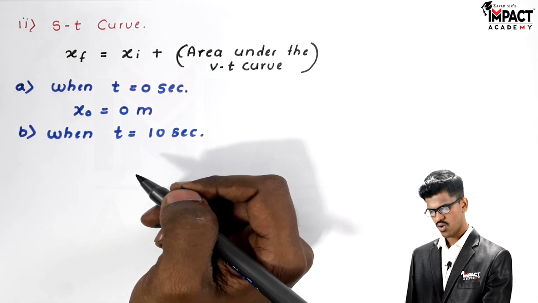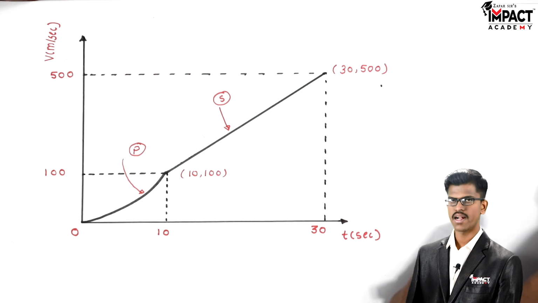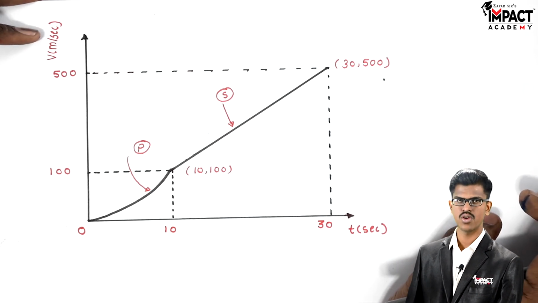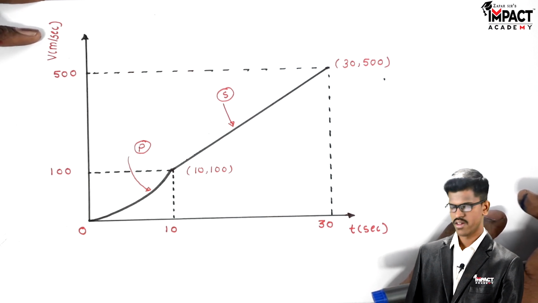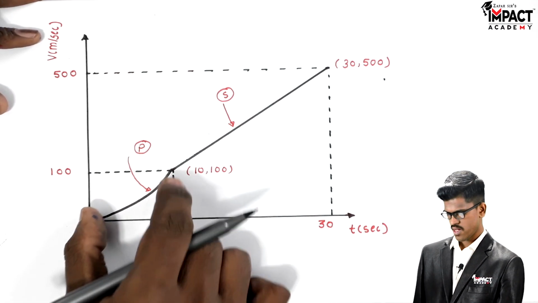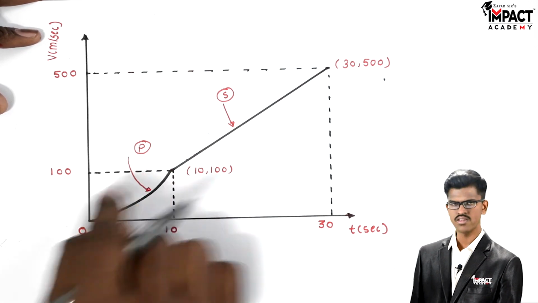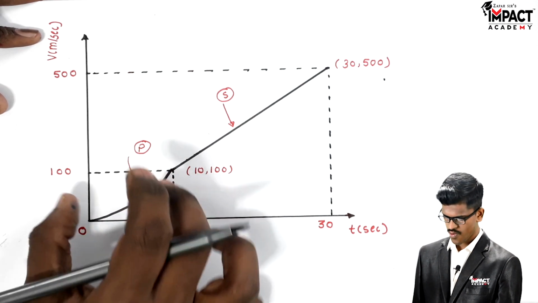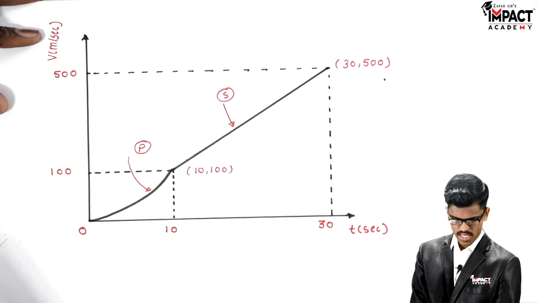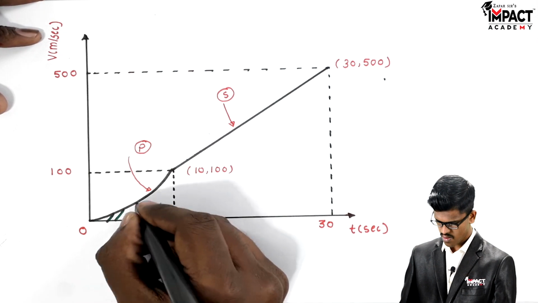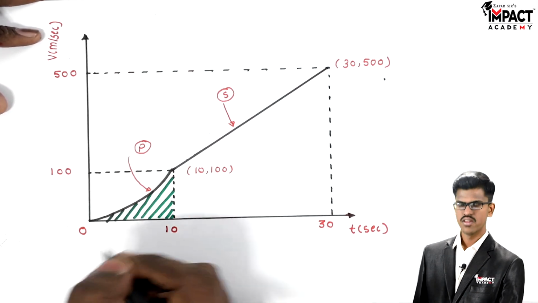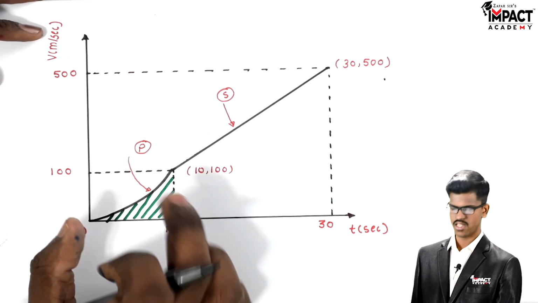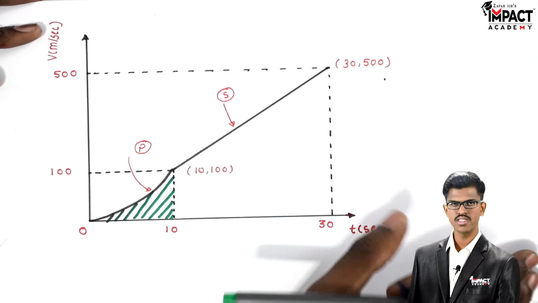Okay, so to find the position of the particle, from the VT curve we use the formula, that is xf is equal to xi plus area under the VT curve. If we see this diagram, this is not a standard shape like a rectangle or triangle, this is a curve. So we have to find the area under this curve. So we use the application of integration to find the area under this curve.